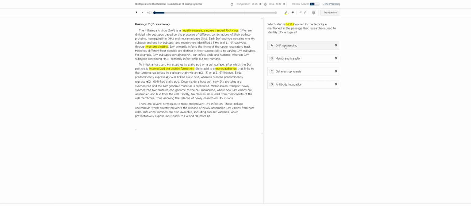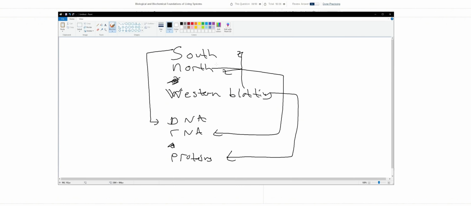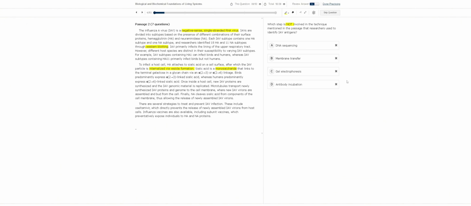DNA sequencing. Well, we said that proteins are the ones that are being used here, that they're the ones being separated. So there's no DNA sequencing happening. If you go back to our mnemonic, that's more for Southern blotting, not for Western blotting. So A is a good candidate, and so we'll keep that for now.